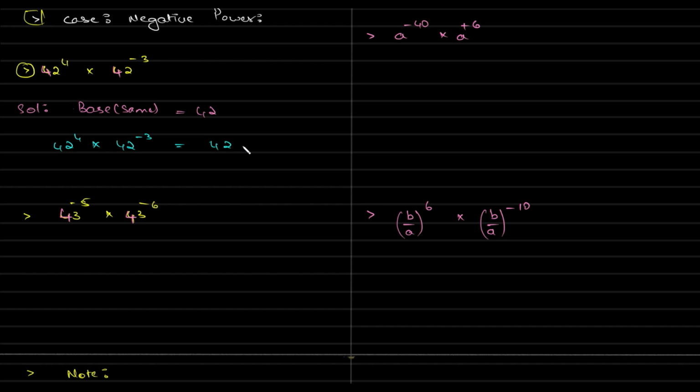So what can we do? Simple, 42 to the power of 4 plus negative 3, that's it. So this will simplify to 42 to the power of 1. Is it not? Because I'll just recall this, 4 plus of negative 3 is nothing but 4 minus 3, which is nothing but 1. Quite simple.